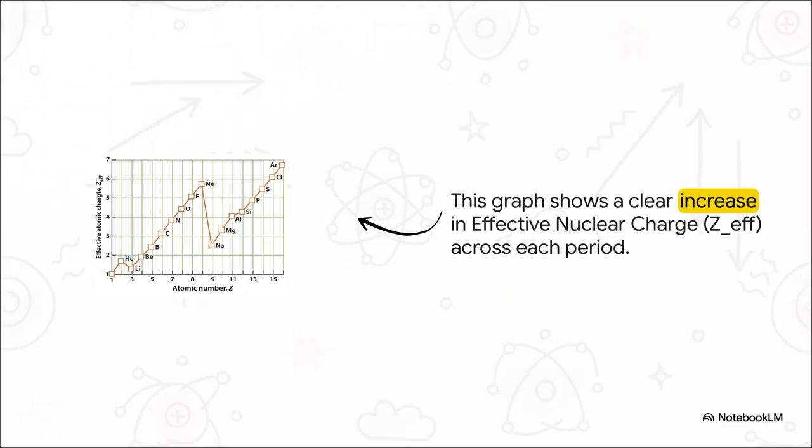And hey, don't just take my word for it. This isn't just a theory. This graph shows the actual measured data. You can see the effective nuclear charge clearly zigzagging upwards as you go across each period. That pull on the outer electrons just keeps getting stronger.